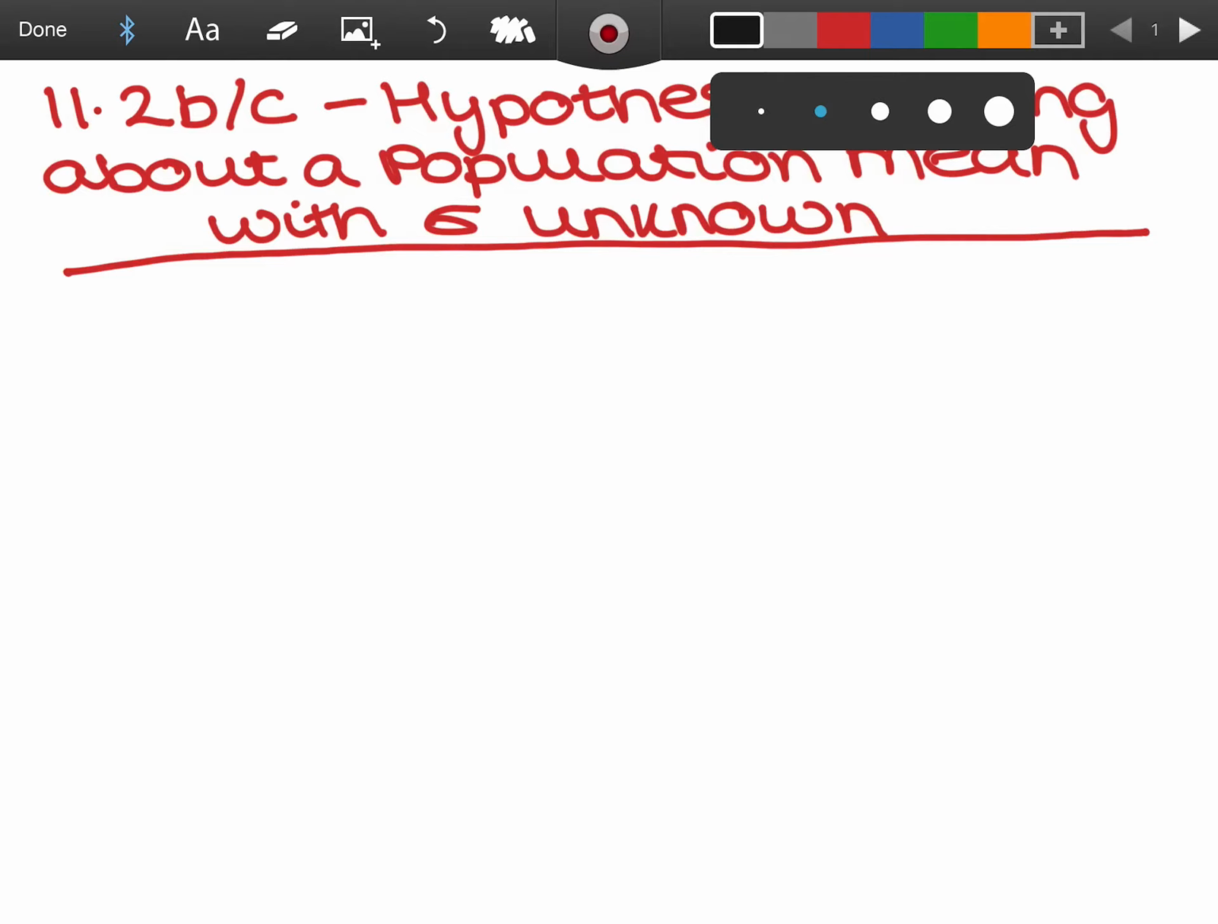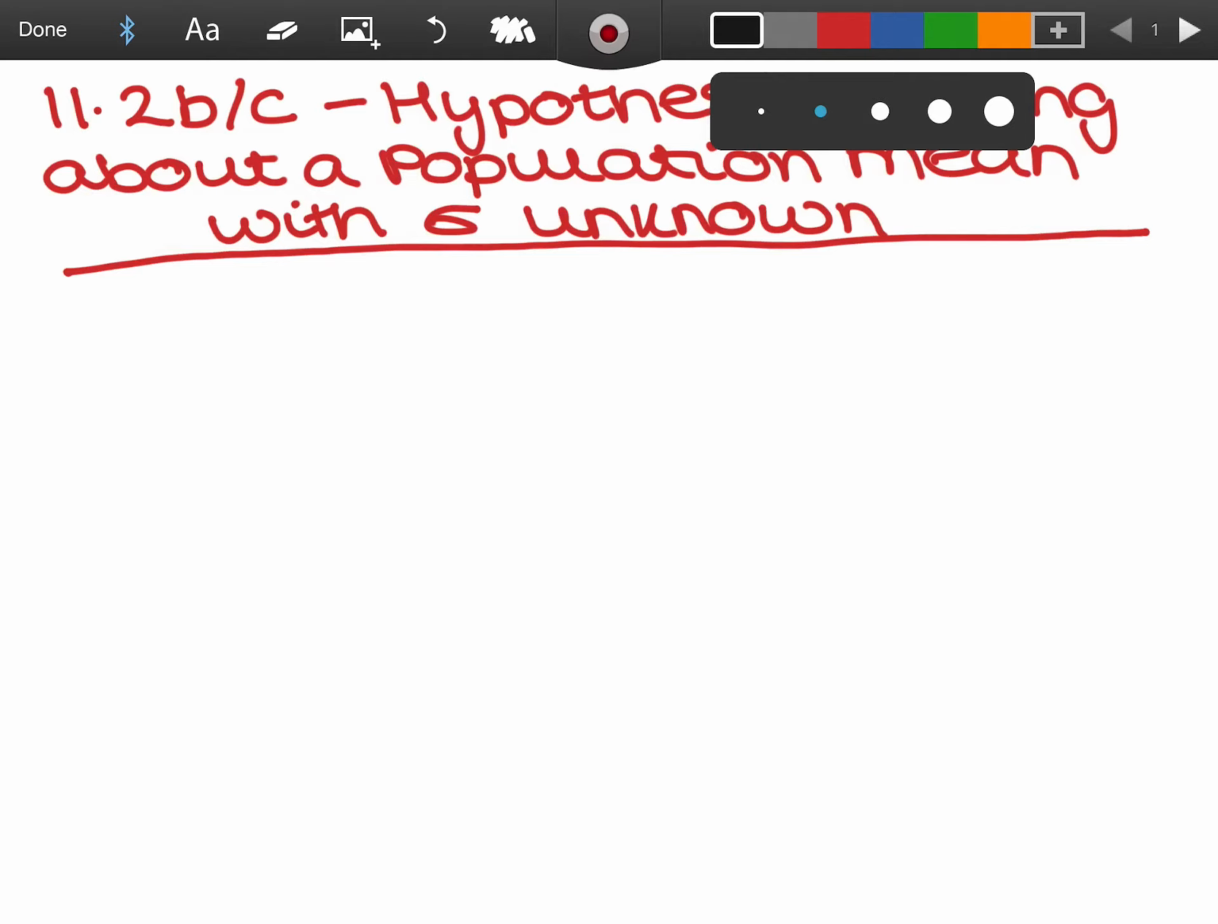In today's video, we're going to be looking at 11.2b and the other half of part C as well. So this is looking at hypothesis testing when we don't know the population standard deviation. We only have a sample standard deviation that we can use to estimate the population standard deviation.